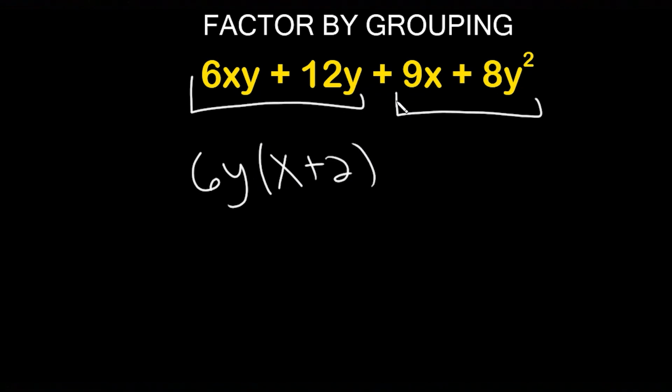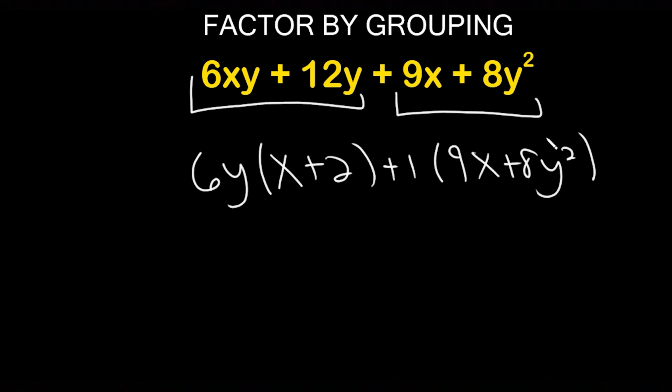What can I pull out between my last 2 terms? Well, it doesn't look like I can really pull out anything, but you always want to try to pull out something. So if you have to pull out a positive one or a negative one, that's what you have to do. So in this one here, I'll just pull out a positive one and see what happens. If I do that, I get 9x plus 8y squared.